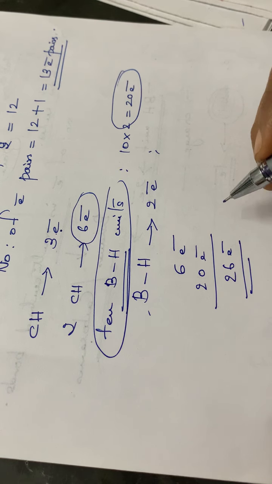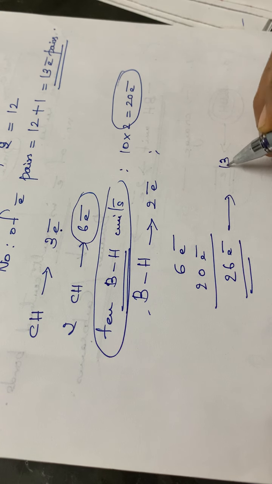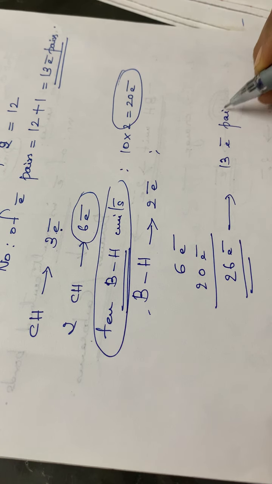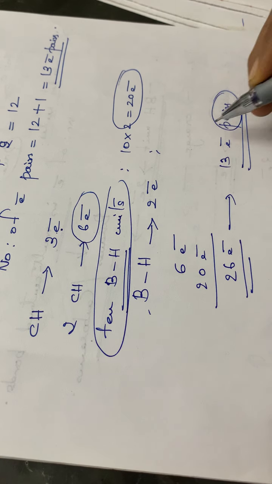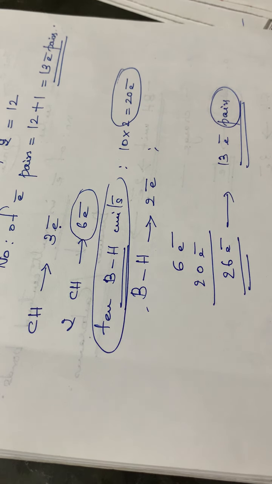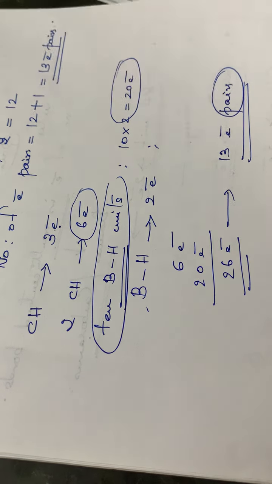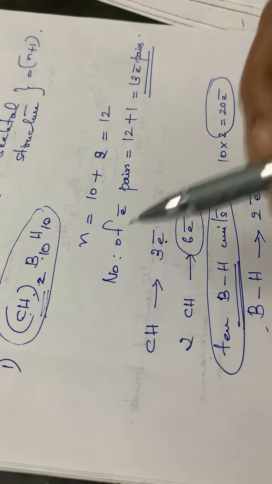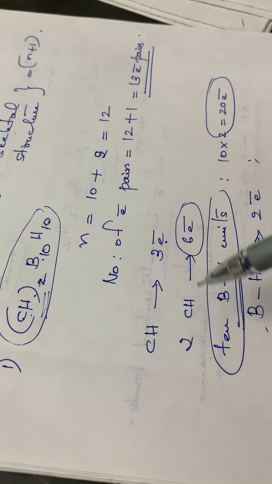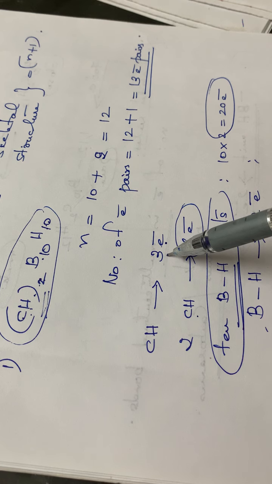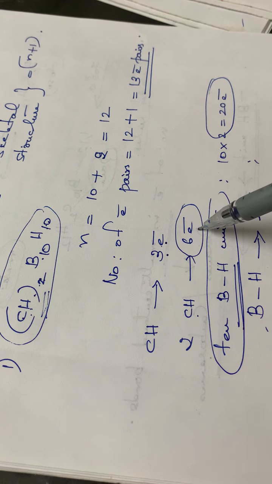26 electrons means how many electron pairs? It will be having 13 electron pairs. Half of the number of electrons gives the number of electron pairs. So in total it will be having 13 electron pairs. I hope you understood this portion, that is 2 CH units. Each CH unit will be contributing 3 electrons, so 2 CH units means 6 electrons.